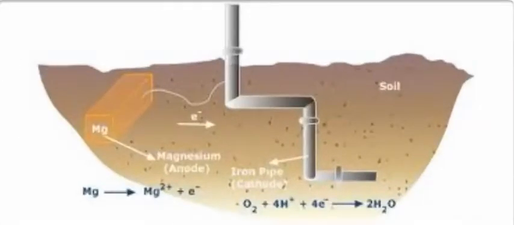In this particular picture, you can see the iron pipeline, and the magnesium is added to it. The electrons will pass from the magnesium into the iron pipe, and this prevents the rusting of the iron pipe at the expense of the magnesium anode.